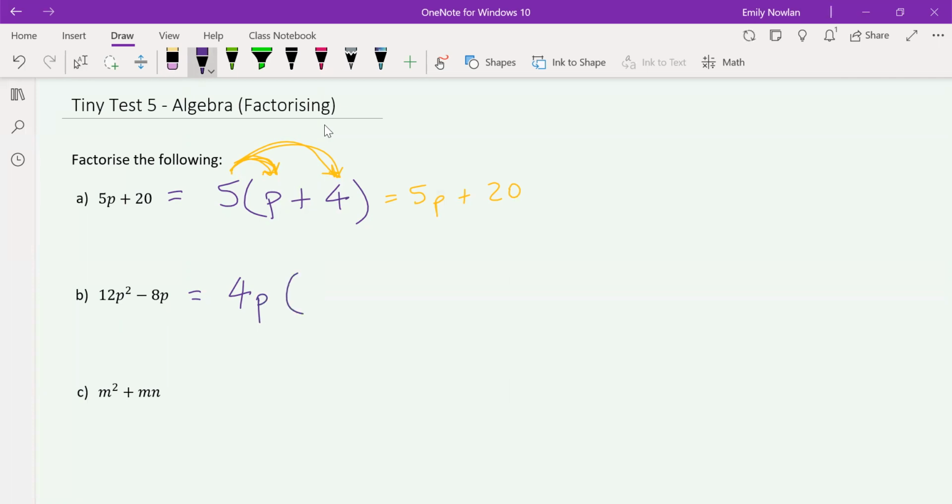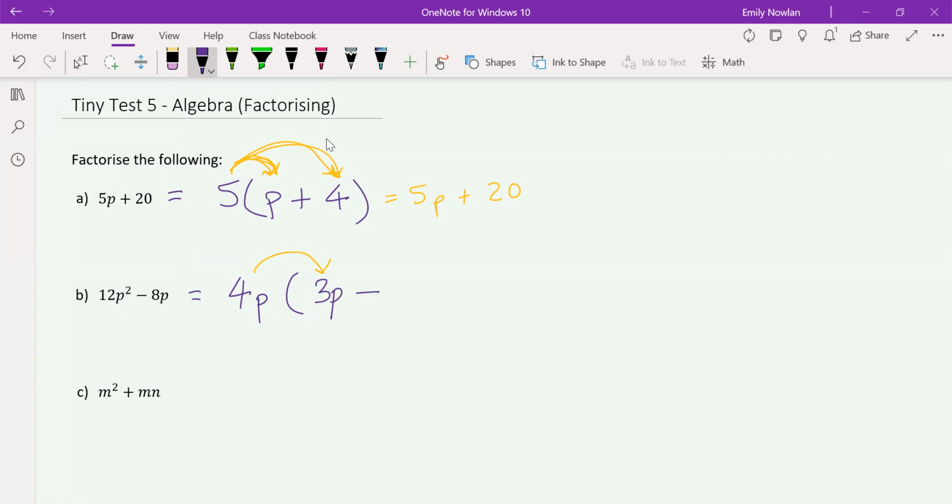Okay, brackets. So 4p times what gives me 12p squared? So we've got to end up here at 12p squared. So think about your opposite to factorising, expanding. 4 times what gives me 12? 4 times 3 gives me 12. I also need to end up with p squared, and I've only got a p. So I need another p, because p times p will give me p squared.